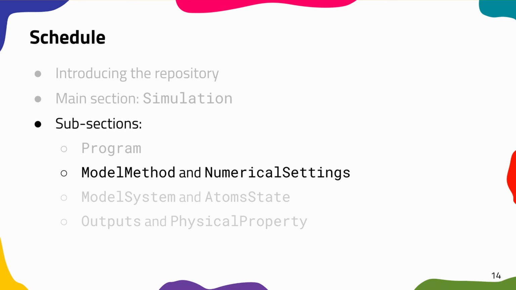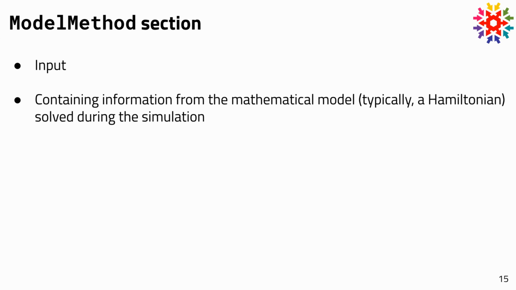And okay, the idea here is that now I'm going to tell you about these three sections, right? This model method, model system, and outputs, and also the details under them, these numerical settings, atoms state, and physical properties. For that, you're starting by model method section. First, it contains input information, but which kind of input? It's mainly the mathematical model that you are solving. So the kind of approximations or models that you wanted to solve, the theory that you use, kind of like this, and then you can have a class inheriting from this. You will see in a second what I mean.